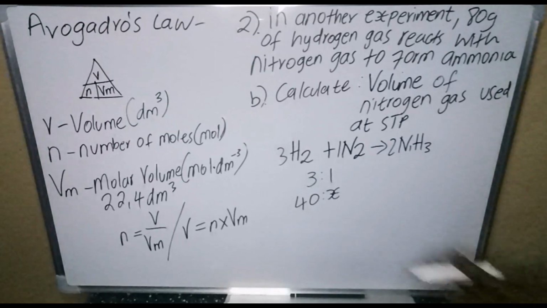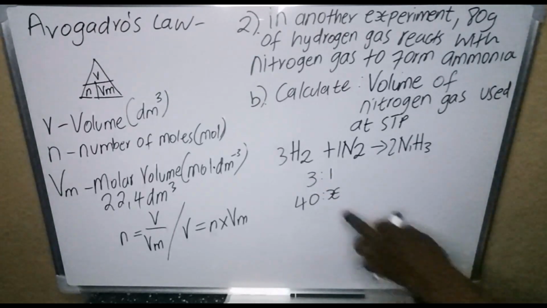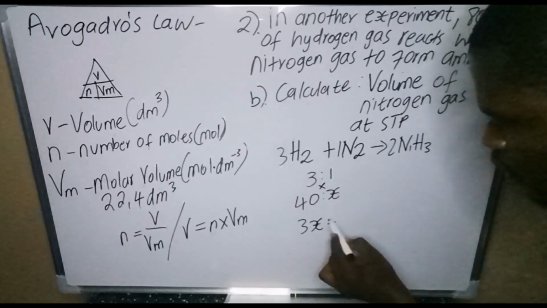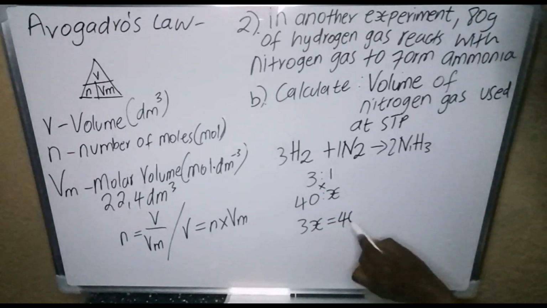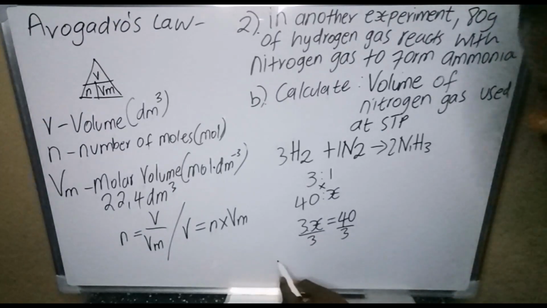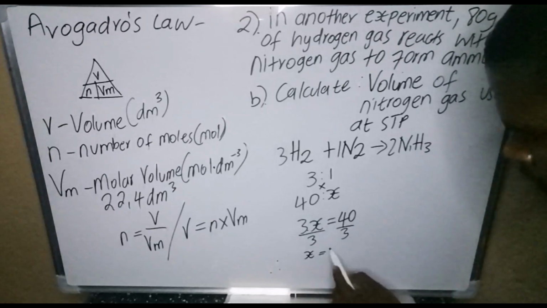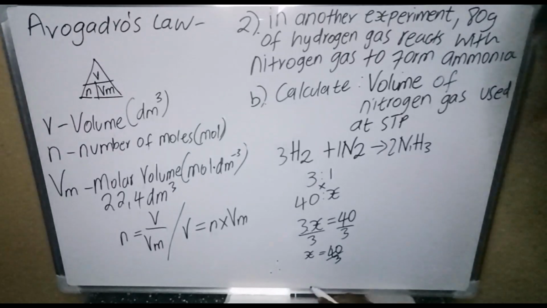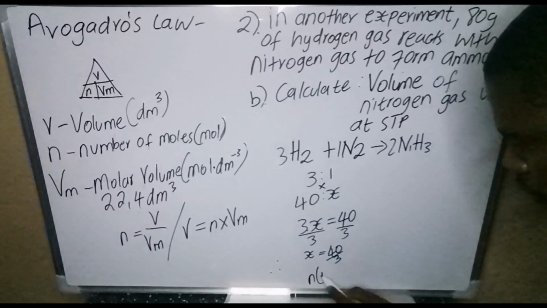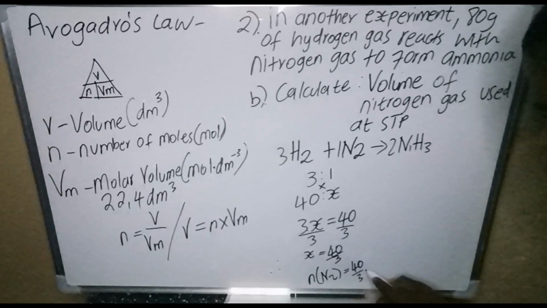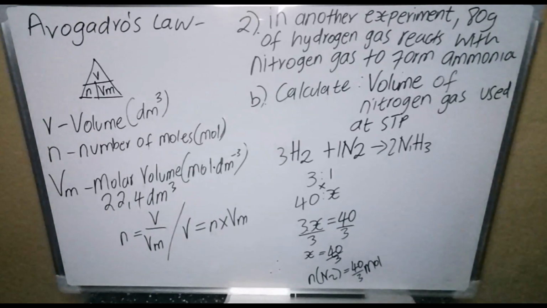So our aim is to solve for X. How do you solve for X? First, you cross multiply. When you cross multiply here, it's 3 times X, you get 3X, equal to 1 times 40, keep 40. Therefore, I divide both sides by 3. Therefore, X is equal to 40 divided by 3. So now, the number of moles for nitrogen gas is equal to 40 divided by 3 mol. This is the number of moles for nitrogen gas. I hope you guys get it.